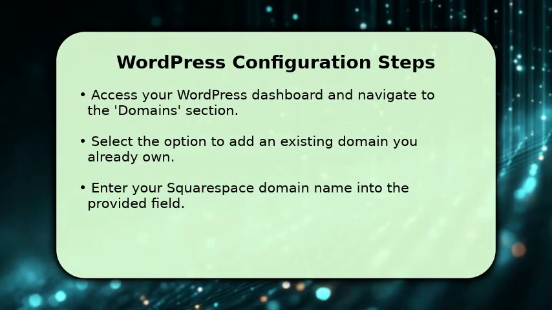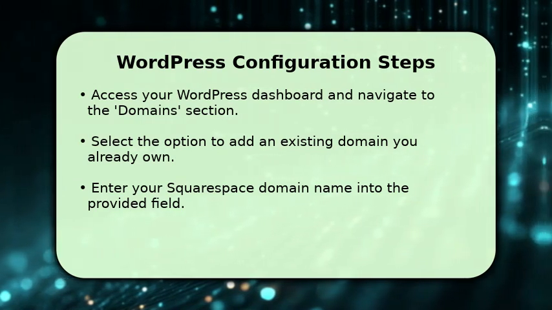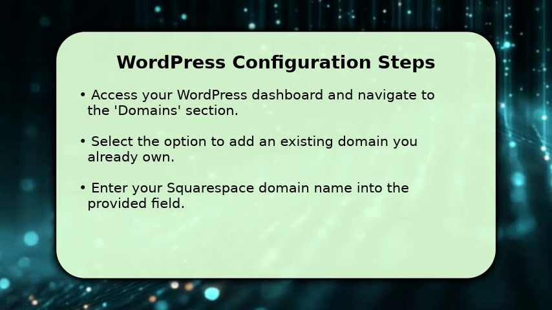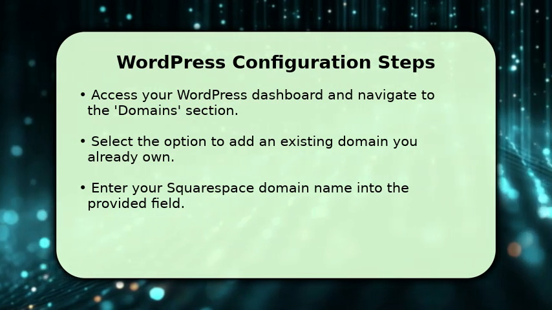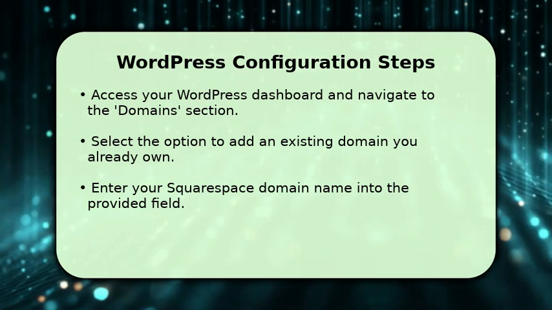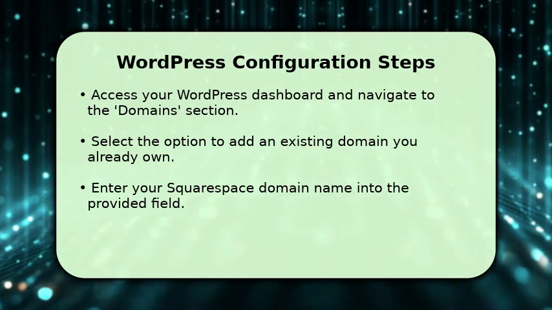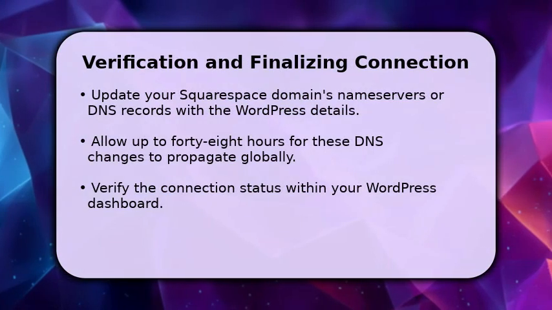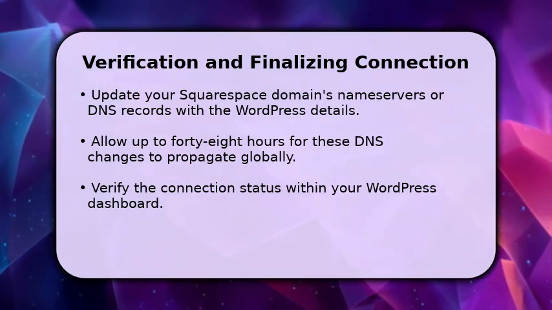Next, log into your WordPress dashboard. Go to Upgrades and then Domains or Hosting and Domains. You will see an option to add a domain. Select Use a domain I own. Type in your Squarespace domain name. When prompted, ensure you select Connect your domain rather than Transfer. WordPress will then guide you through the setup, providing the exact name servers or DNS records you need to input back into Squarespace. After obtaining the necessary information from WordPress, return to your Squarespace domain settings.